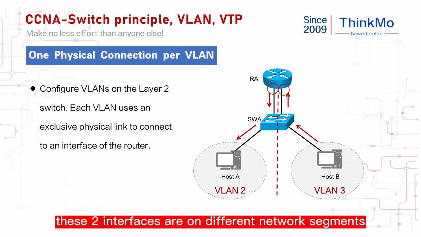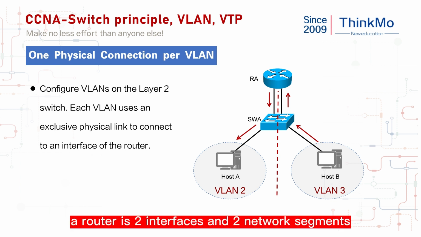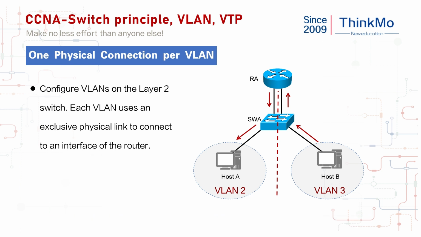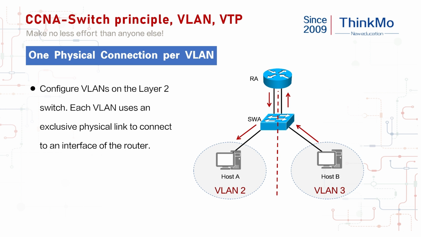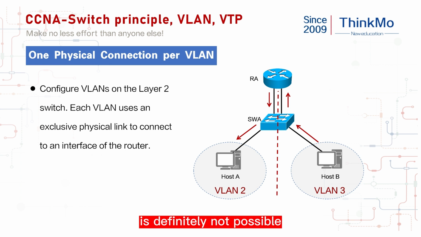These two interfaces are on different network segments. You have to distinguish this. If we want to communicate at layer 3, we use routing. A router has two interfaces and two network segments, so the two of them are not on the same network segment. Assume that host B is in the 1.0 network segment and host A is in the 2.0 network segment. Host B wants to access host A. Layer 2 communication between different VLANs is definitely not possible, so it has to go through layer 3. Layer 3 traffic must reach the router.